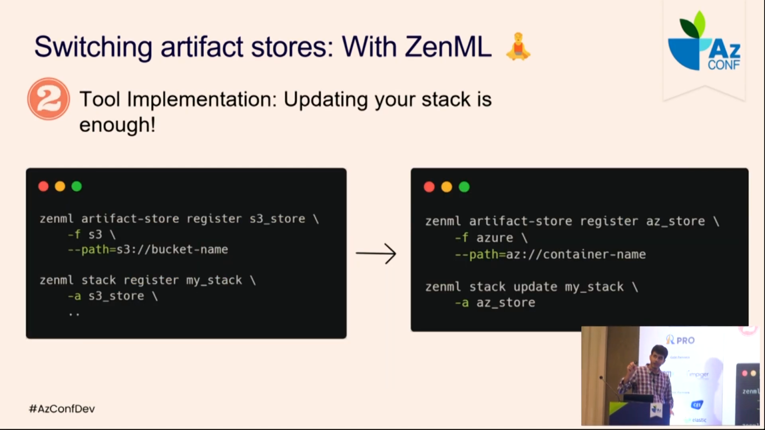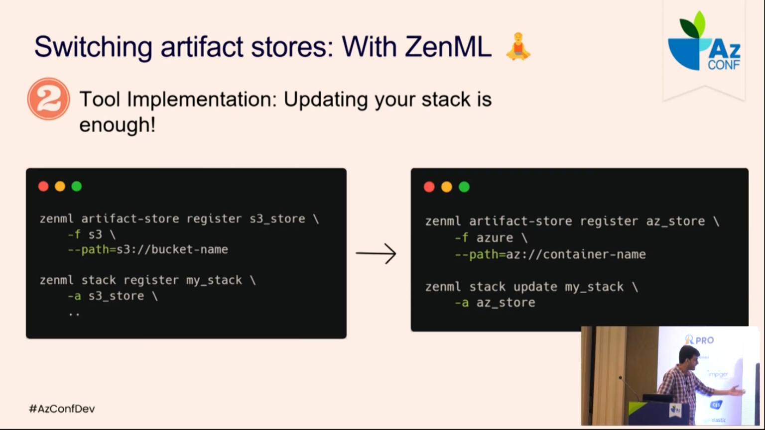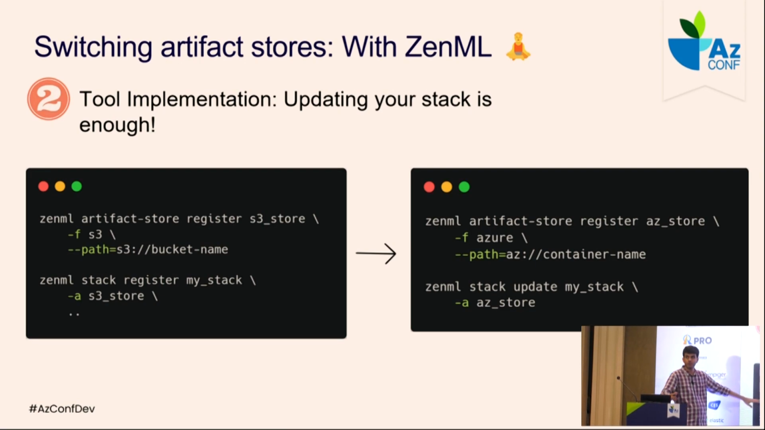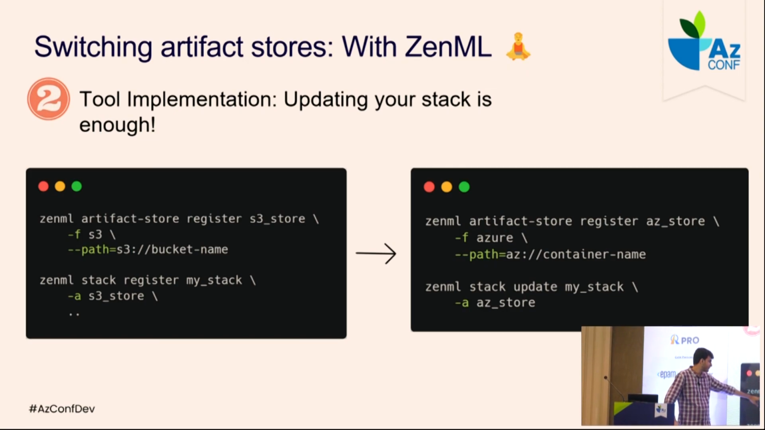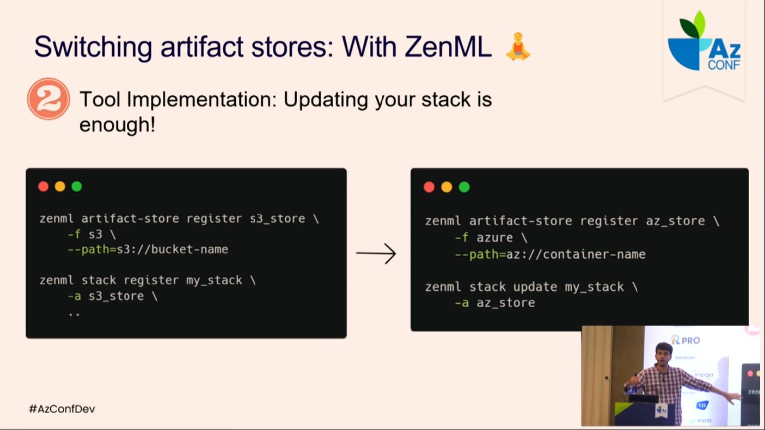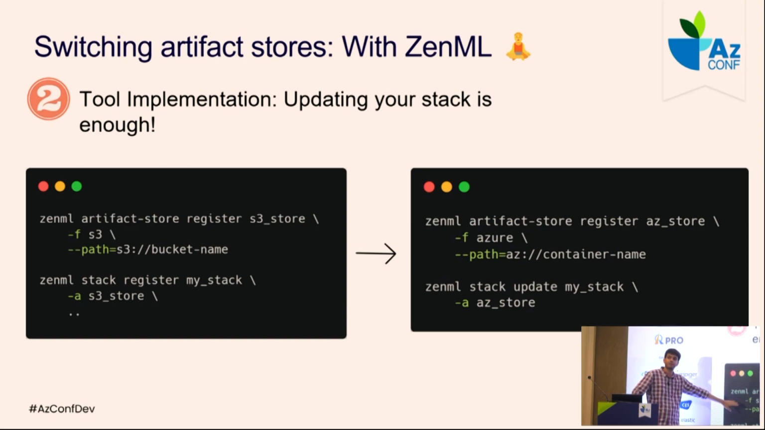The only thing that you have to change here is the stack. As I told you, the stack has the representation of all the different tools that you're using, right? And this stack needs to be updated to reflect that you have chosen a new tool. So what you do is this. Earlier, you would have had to register an S3 artifact store, where the flavor is S3. We use the term flavors for different types of tooling. So the artifact store is the stack component, and the flavor is the kind of tool you're going to use.